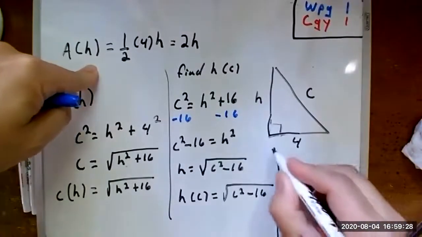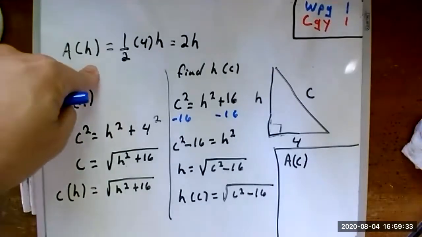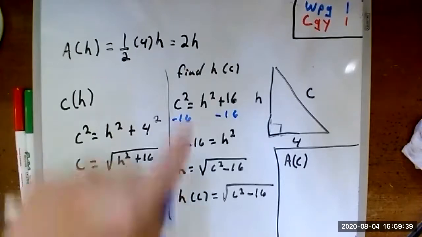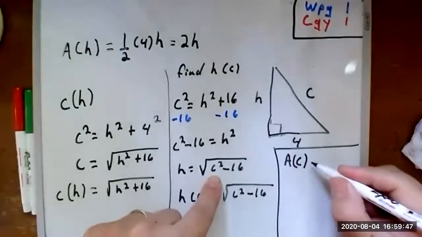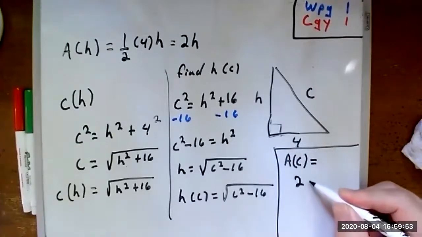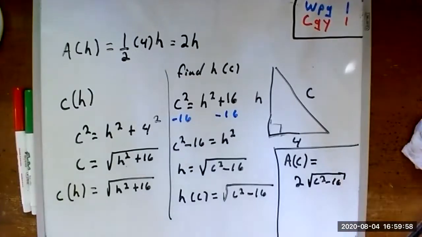Carrying on with that same idea, we can go right back to our original formula, where we originally found the area with regards to the height. I'm now going to find the area with regards to the hypotenuse. Here I found that any place that I had h, like there, I could replace it with the square root of c squared minus 16. So that's exactly what I'm going to do. So A of c now becomes equal to 2 times the square root of c squared minus 16.